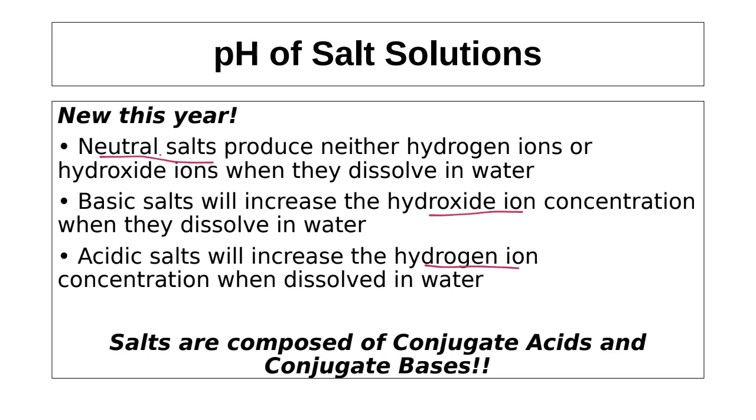And these salts are composed of conjugate acids and conjugate bases. And this is why they may influence the pH of your solution. Not always, but if they're derived from a weak acid or a weak base, you are not going to have a solution with a pH of 7.